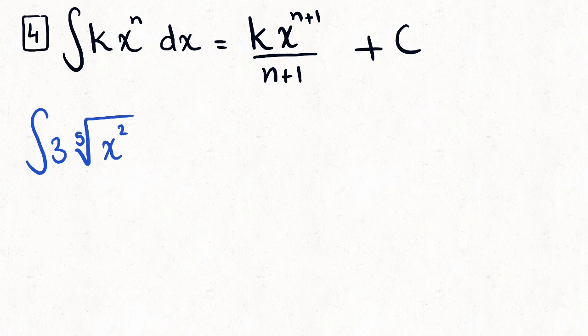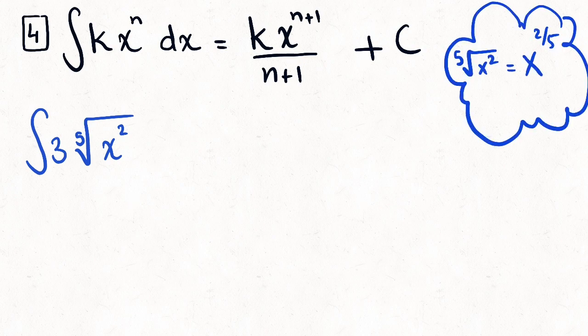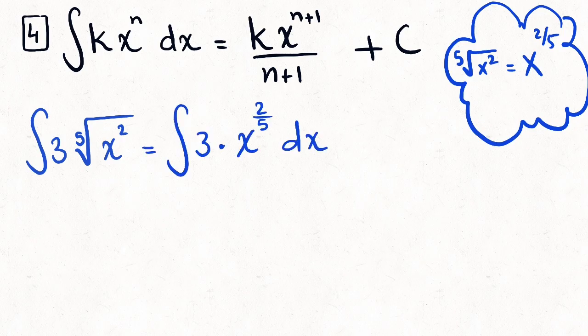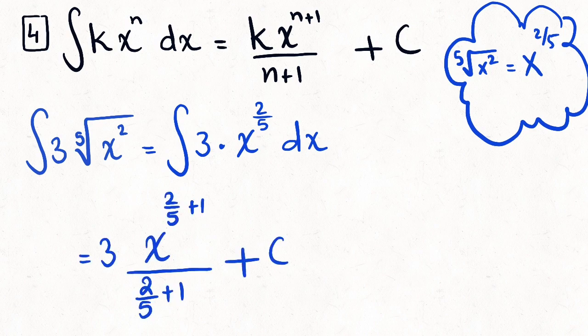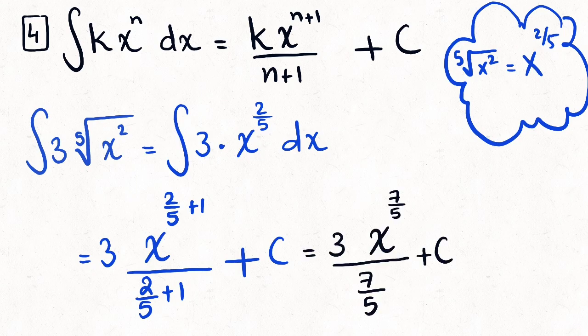The integration of 3 times the radical of x squared with index 5. This radical can be represented as x to the power 2 over 5, and now you will apply this rule. It will be 3 times x to the power 2 over 5 plus 1 divided by 2 over 5 plus 1, plus c. And then you simplify it further.